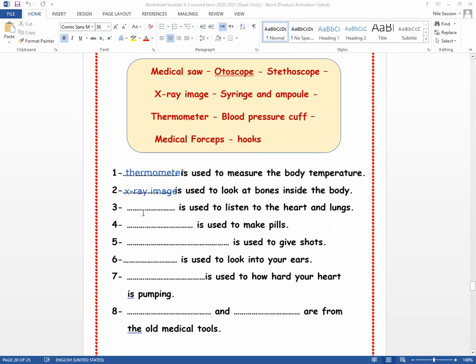Number three is used to listen to the heart and lungs. The doctor uses it to listen to the heart and lungs. What is this? Yes, super, stethoscope. Number four, we use it to cut bones. Yes, medical saw. A medical saw is used to cut bones and also for surgery. Number five is used to give shots. What is this? Super Junior 3, syringe and ampoule.